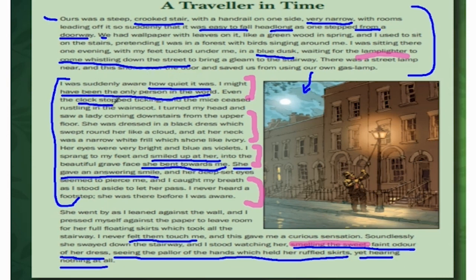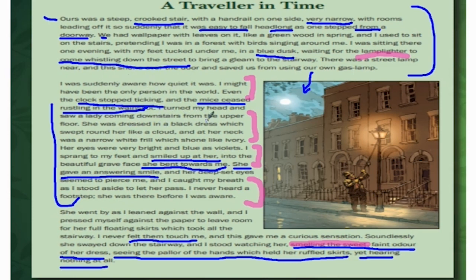"The clock stopped ticking." Now, this is unusual, isn't it? It's not something that would normally happen, and because of that, it makes it seem mysterious. "Mice ceased rustling in the wainscot." So whereas she would normally hear these strange mice rustling all the time, suddenly that sound stopped. So these things are very unusual, therefore it creates mystery.